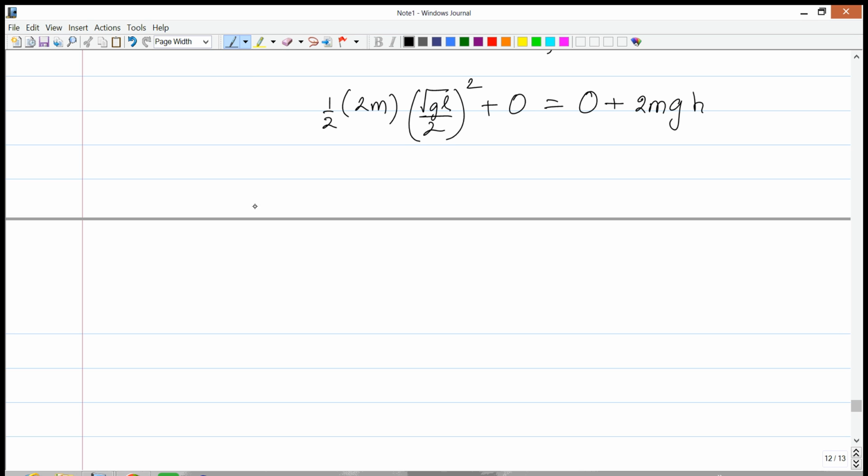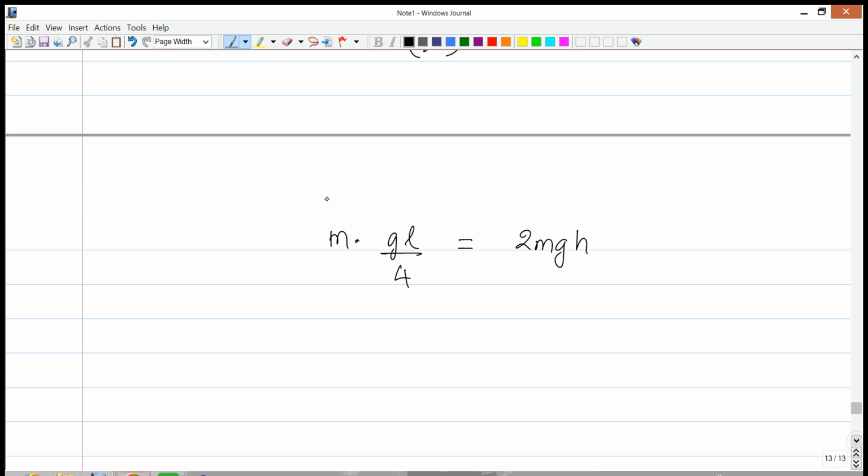Now the half and the 2 cancel out. We have m times gL over 4 on the left hand side, and it is equal to 2mg times h. Now the 2 and the 4 become an 8. The m cancels out, the g cancels out, so h is equal to L divided by 8.